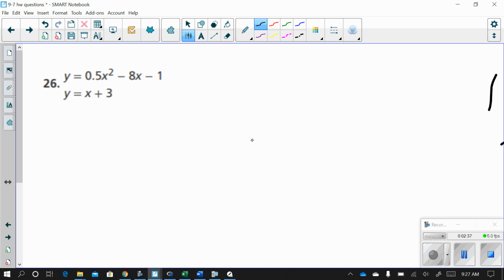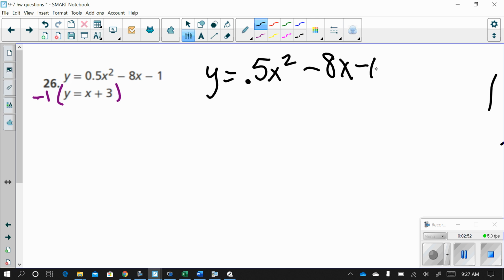Now remember, elimination, I want to get rid of one of the variables. I personally always pick the one with less terms to multiply by -1 to make them cancel. So let's rewrite the first one. So y equals 0.5 x squared minus 8x minus 1. And now if I distribute here, I get negative y equals, and again, I like to line them up. So the negative x will go under the negative 8x, and then negative 3 will go under the negative 1. Once I have this, I'm all set to go ahead and add straight up and down.